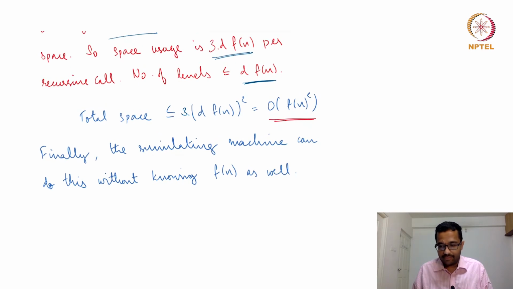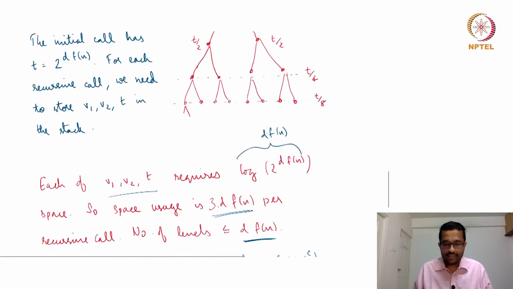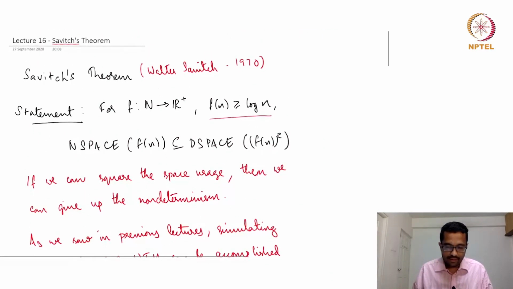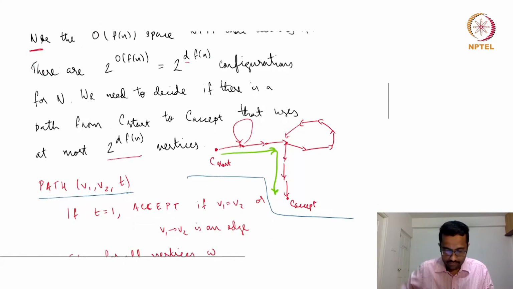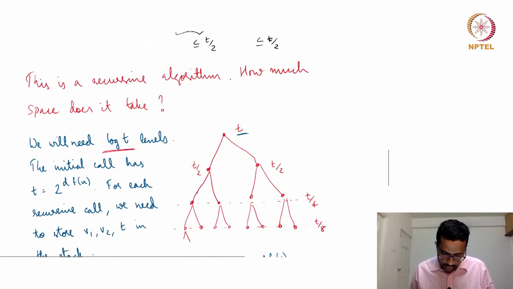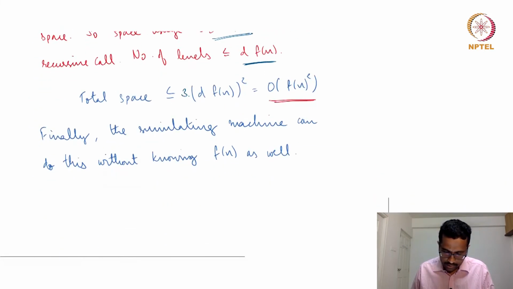And that's it. So that is the statement of Savitch's theorem. Right? Whatever a non-deterministic space fn machine does can be accomplished by a deterministic space fn squared machine. Okay. Now just one more comment.